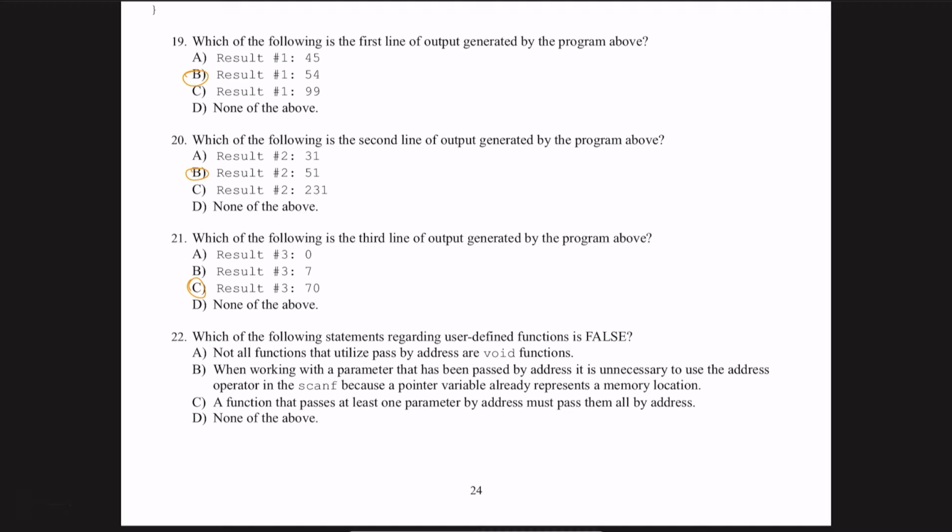Moving on to question 22. Which of the following statements regarding user-defined functions is false? A. Not all functions that utilize pass by address are void functions. This one's going to be true. A lot of times we do want to pass by address and also return normally, because it's best practice to use normal return statements when we can. So maybe we pass one by address and the other one we return normally in a function like this.